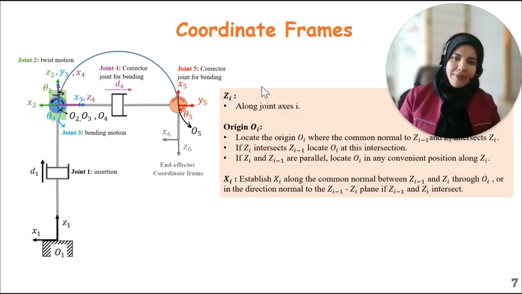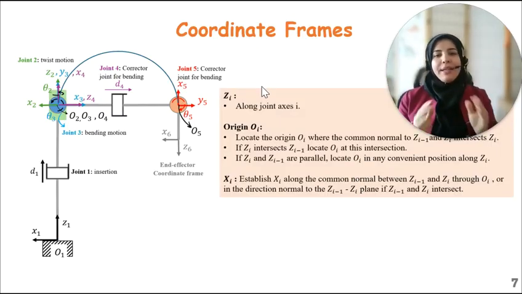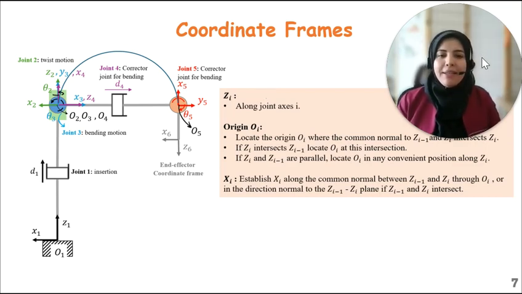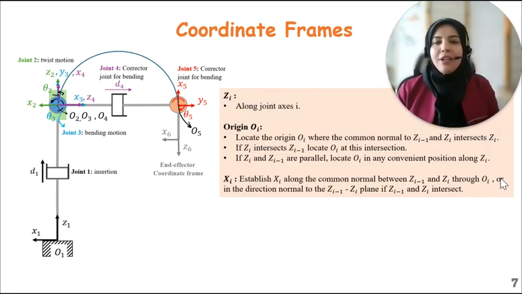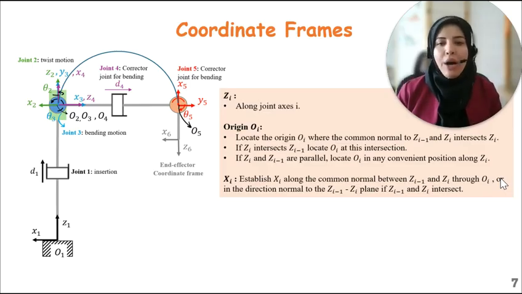Now let's assign coordinate frames. On the right, you can see the rules I follow in assigning frames. We start with the Z_i axis. Z_i aligns with joint axis i. This axis defines the rotational or translational movement specific to that joint. Then we have origin O_i. Locate the origin O_i where the common normal to Z_i-1 and Z_i intersects the Z_i axis. If Z_i intersects Z_i-1, locate O_i at the intersection, and if they're parallel, locate O_i at any convenient point along Z_i.